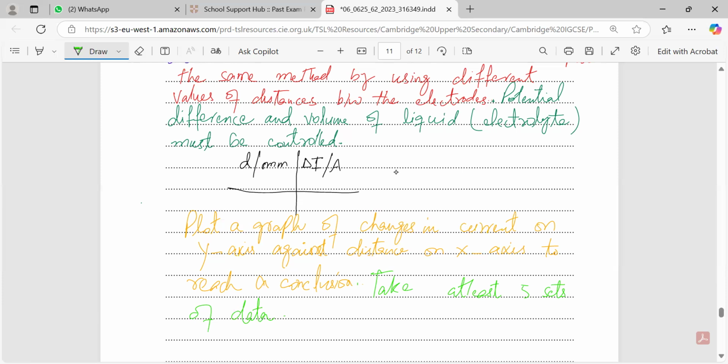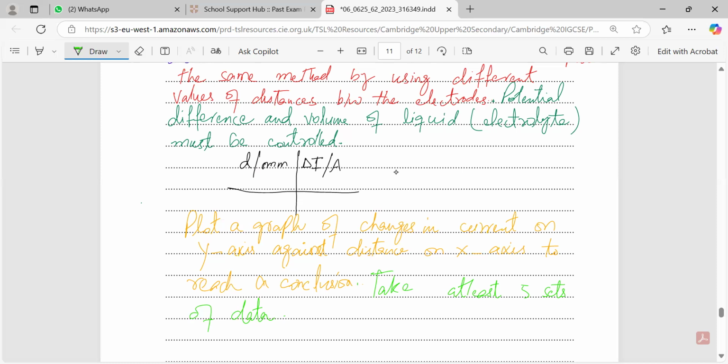One thing more here: it is not necessary that you should write plot a graph all the time. Even in this case, you can say compare the readings or compare the results to check if the changing distances between the electrodes are causing the current to change. Like this also you can write. Or better to say plot a graph.